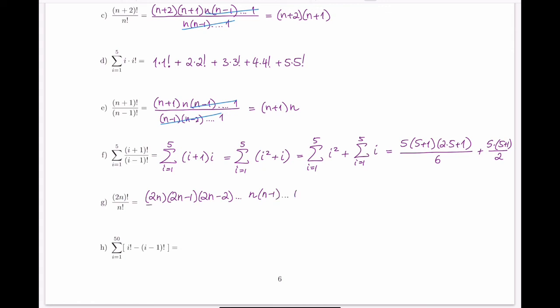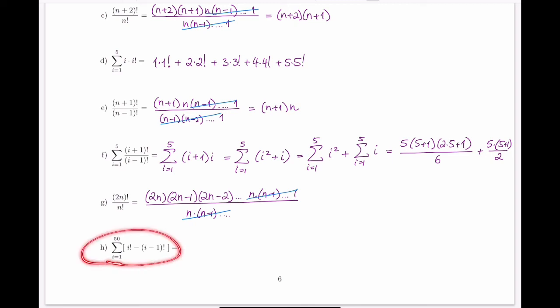way down to 1. So if we divide this monster by n factorial, so n minus 1, and so on and so forth, I can see that the tail of it gets canceled out, but the beginning of it is not something very concise or very precise to be written out. So the beginning of it will simply be the product of the numbers between 2n and n plus 1, and that's just it. So this expression doesn't get simplified very nicely.